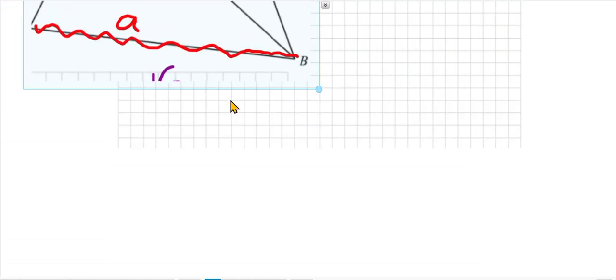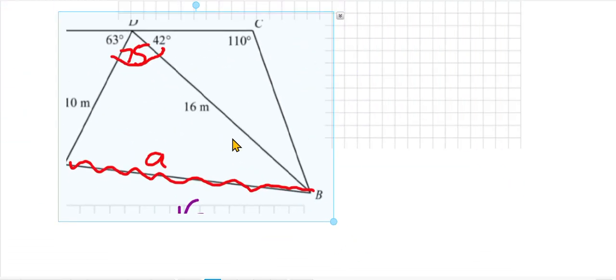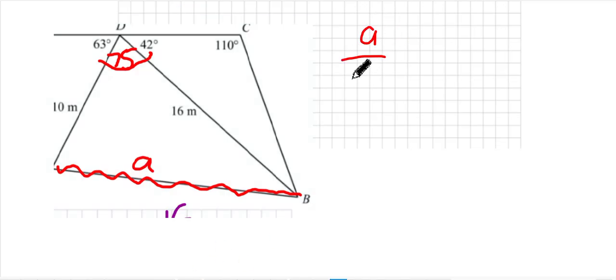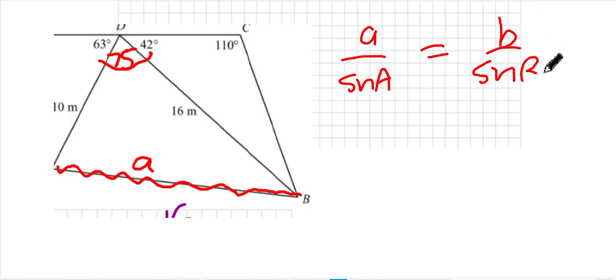Now, first of all, is this triangle right angled? The bottom left. Because it's not right angled, what does that mean? No Pythagoras' theorem. No. Okay. Is this an angle or a length question? It's a length question because we're looking for the length of A. The first thing we're going to try is the sine rule. Will the sine rule work? Yes or no? Let's find out.